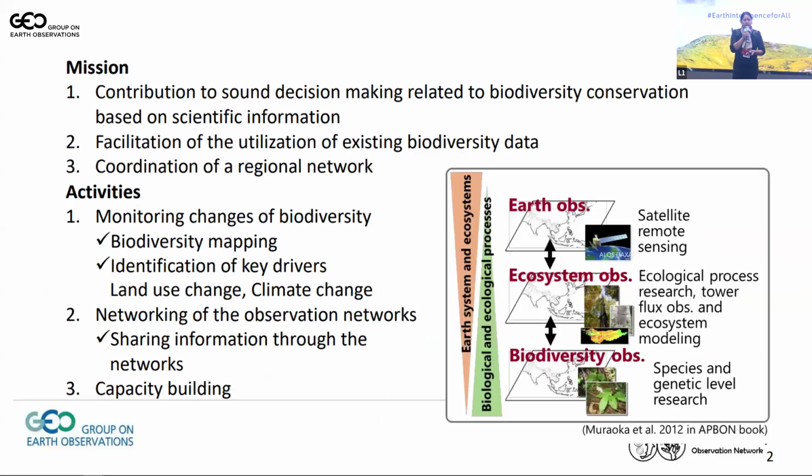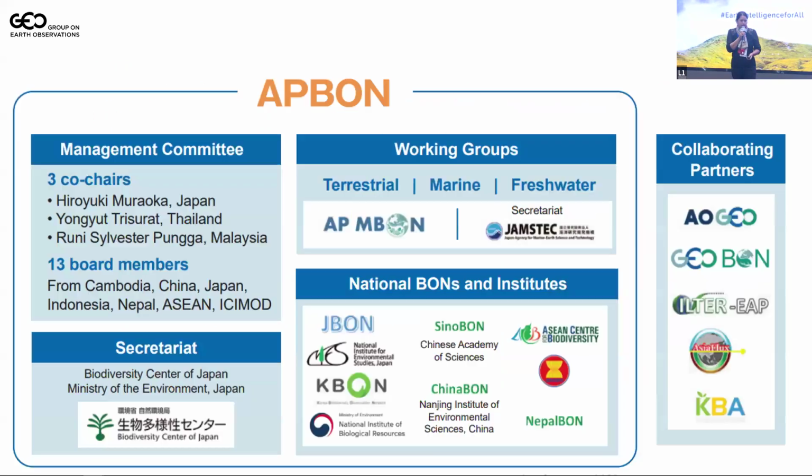The mission of AP BON is to contribute to decision making, build capacity, and facilitate the utilization of existing biodiversity data, because there is so much data across the Asia-Pacific region, but no platform where we can come together and work together to address the biodiversity challenges in this region. So a lot of our activities focus on biodiversity mapping and identification of key drivers across the region. The management committee currently has three chairs, from Japan, Thailand, and Malaysia.